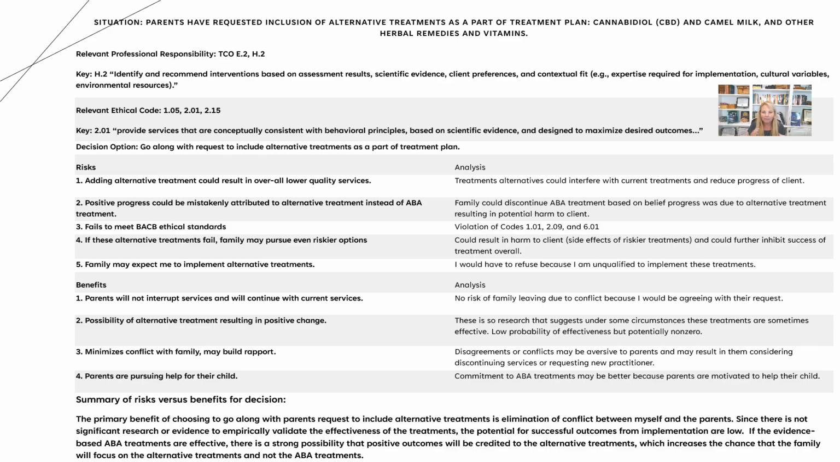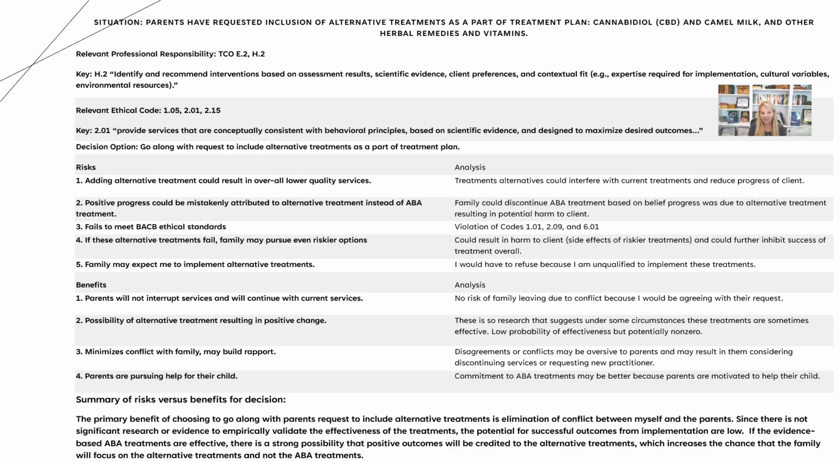So there might be some benefit in these treatments to the client. Another benefit is that it minimizes conflict with family, which may help increase and build that rapport that's so valuable and important, getting that additional buy-in. Disagreements or conflicts might be aversive to parents. And as I'm analyzing this, I'm thinking that those disagreements and conflicts could result in them considering discontinuing services or requesting new practitioners. But if we minimize that conflict and we continue to build rapport, that could be really positive overall for our therapeutic relationship.